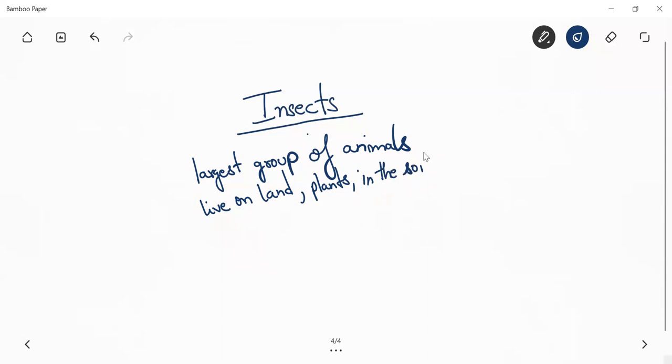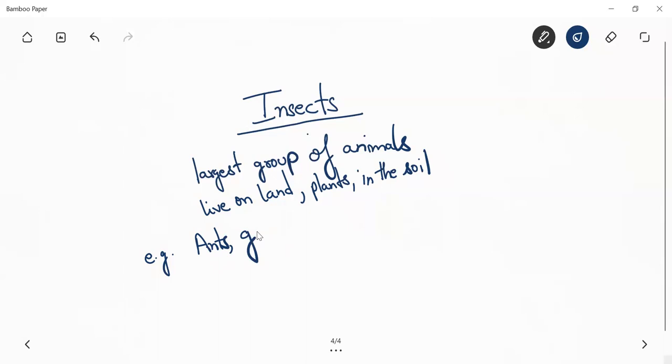Butterflies, what are butterflies? Birds or insects? Insects. Other than that, what are the common insects? Ladybug, beetles, grasshopper, ants. Ants are insects. Someone was asking me that day what ants are, and whether mosquitoes are insects. Mosquitoes are insects. They are not animals. Got it?